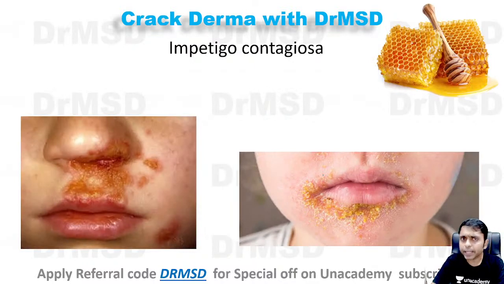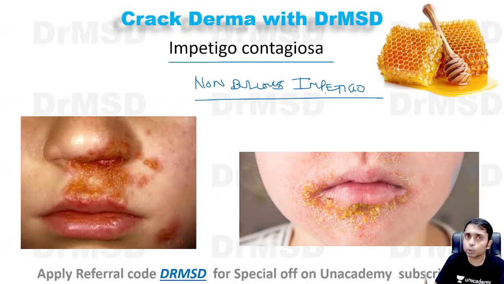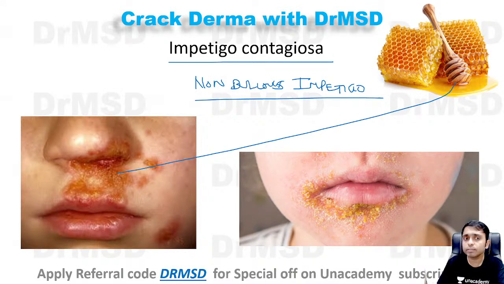Okay. And impetigo contagiosa is non-bullous impetigo, which can be caused by both streptococcus as well as staphylococcus bacterial infection of the superficial layers of the epidermis. Here we can see honey-colored, golden yellow or golden brown crusting, which is very characteristic, in a periorificial distribution. Here you can see it perinasally and also perioral.